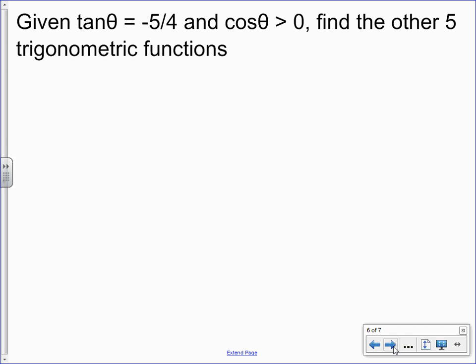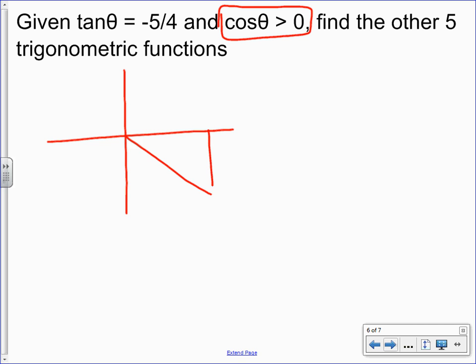In quadrant 4, cosine is positive, but tangent is negative. Now cosine, if we focus on this right here, cosine is also positive in the first quadrant, but then tangent would be positive, so that wouldn't work. So we have to go here to the fourth quadrant and draw our triangle.